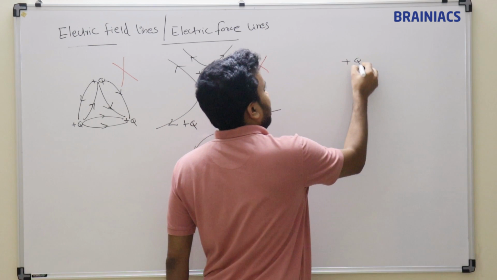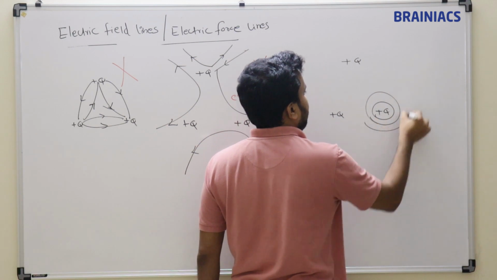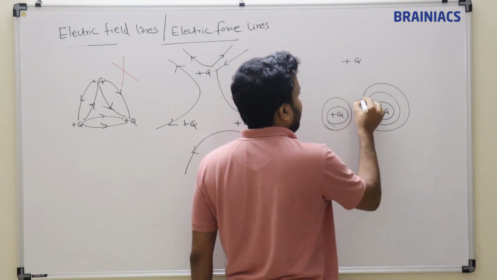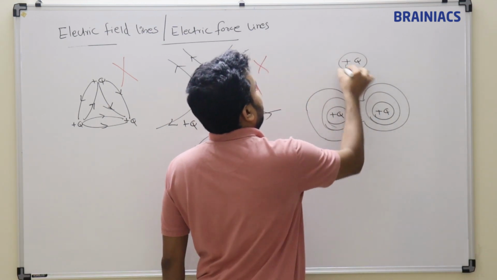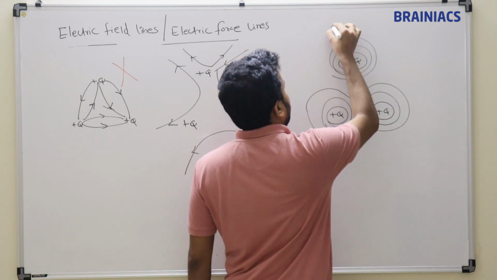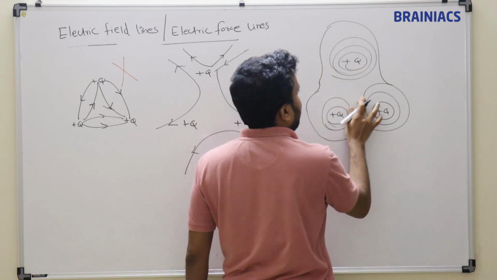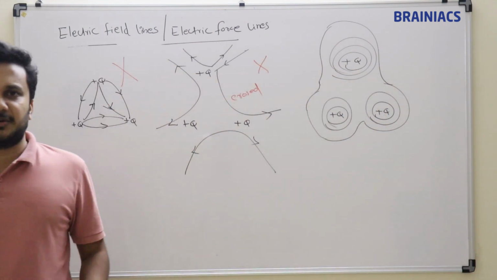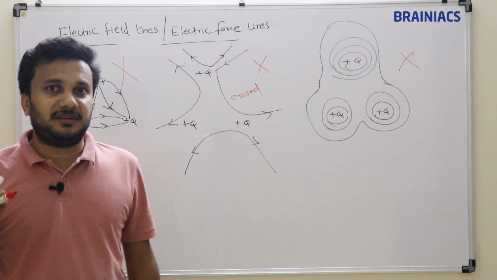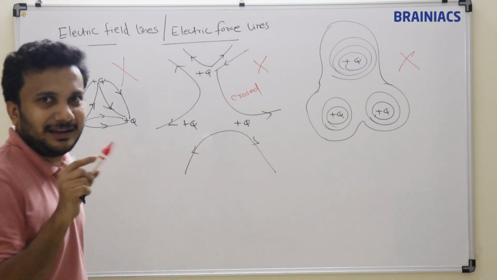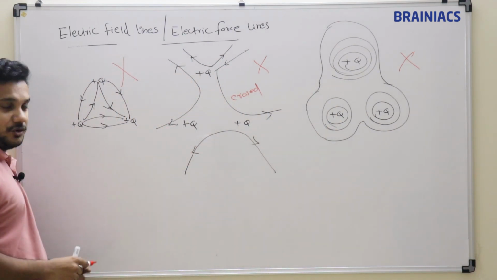Let me take another example, with plus q, plus q and plus q. Sometimes they will ask like this: the electric field lines drawn something like this. Is this correct or not? This is a 100% wrong answer. Why? Because electric field lines will never form a closed loop, a circle-like shape. So this is also wrong. All of these can come as options.